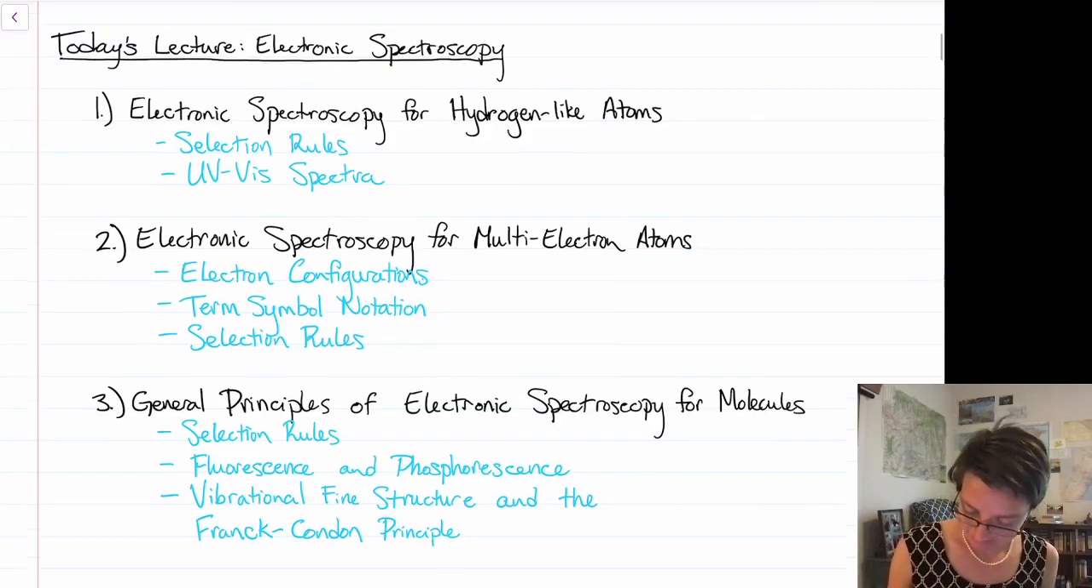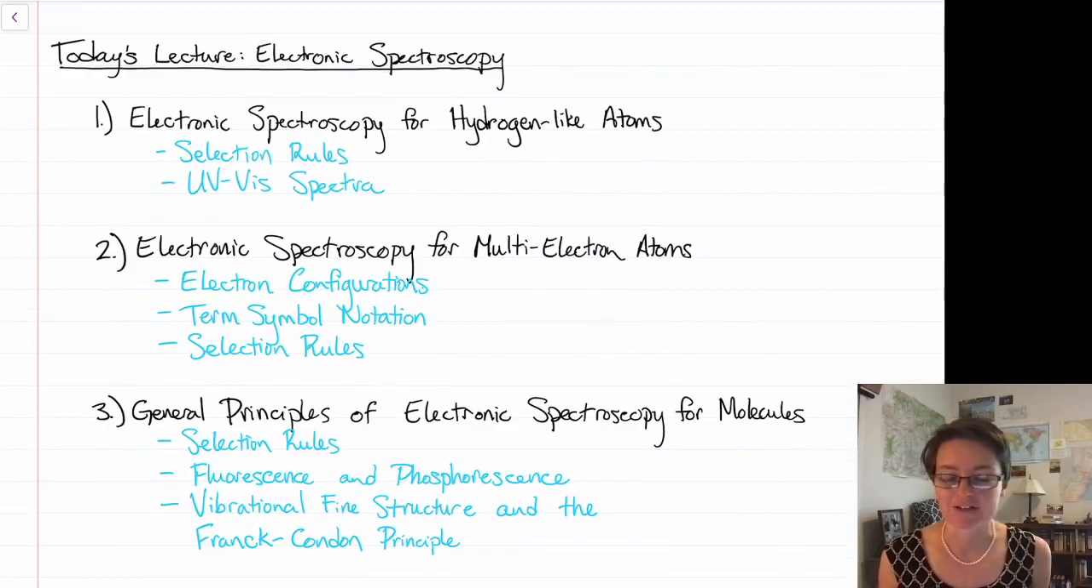And then last but not least, and what I think will probably be for most of us the most fun part of the lecture, we're going to talk about the various principles that are associated with electronic spectroscopy for molecules. We'll talk a little bit about selection rules, but most of our focus will be on understanding 2 processes that you may have heard about in real life, fluorescence and phosphorescence. So if you've ever wanted to know how our light bulbs work, the fluorescence part of today's lecture is for you. And if you are fascinated like I am by glow sticks, why they glow for so long, and how that works, we're going to talk today about the underlying principle behind phosphorescence.